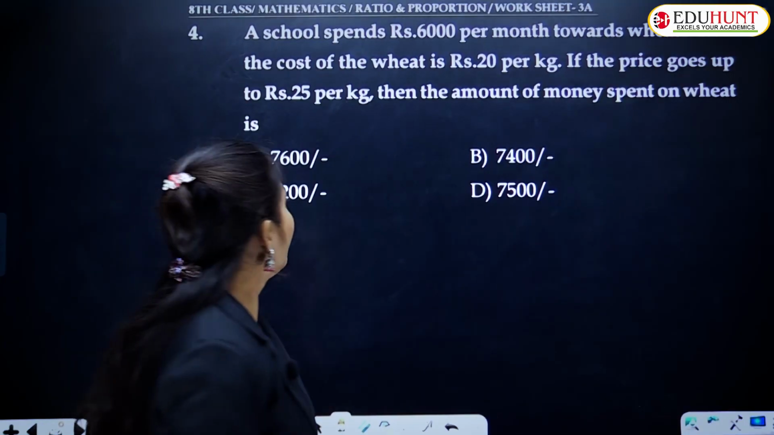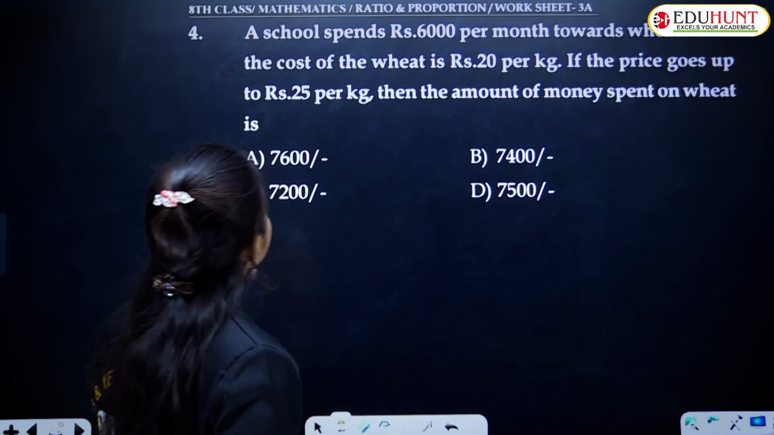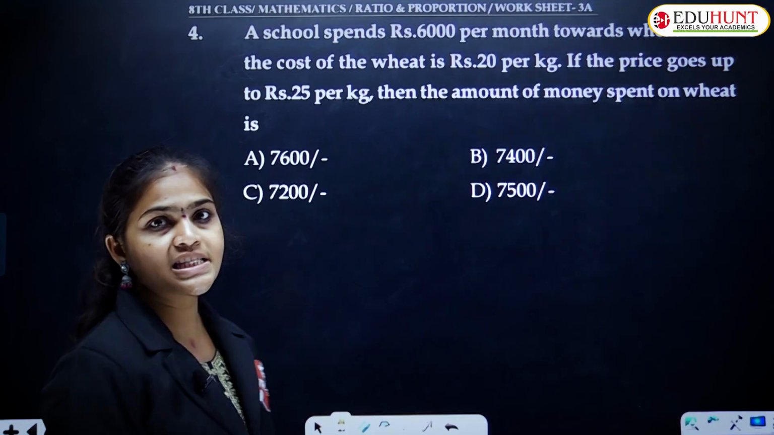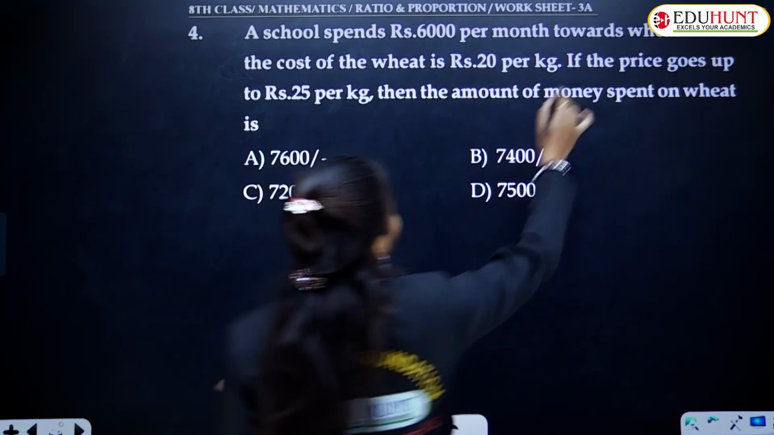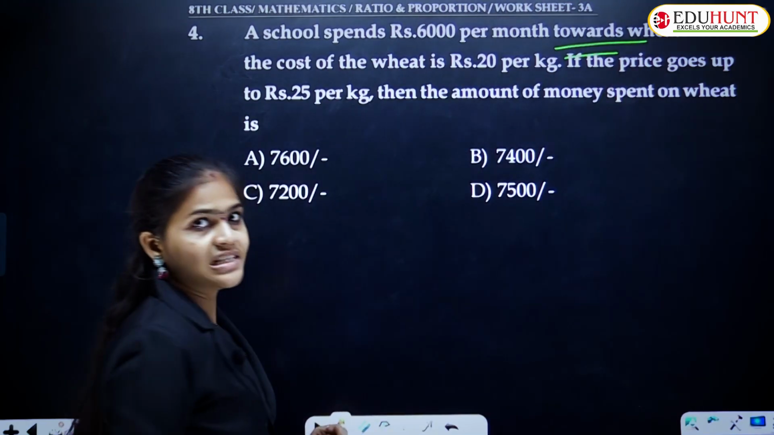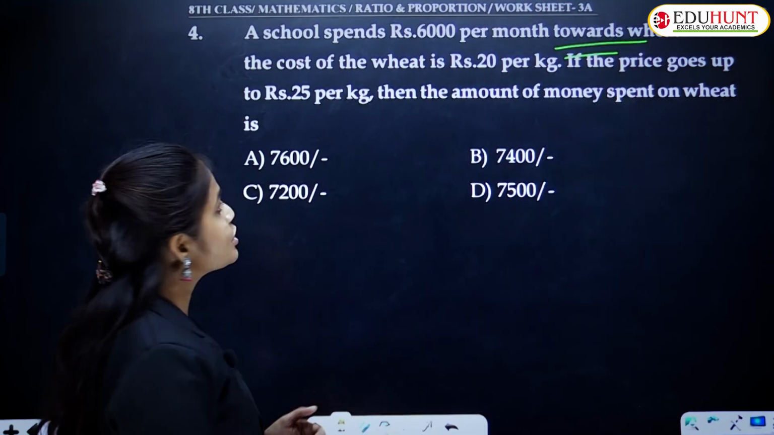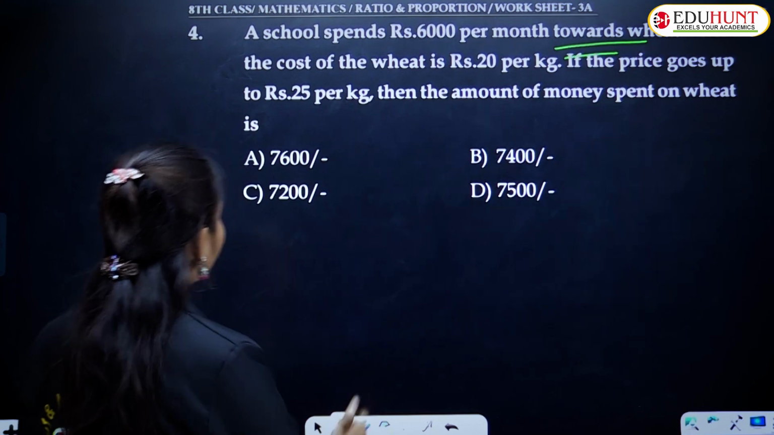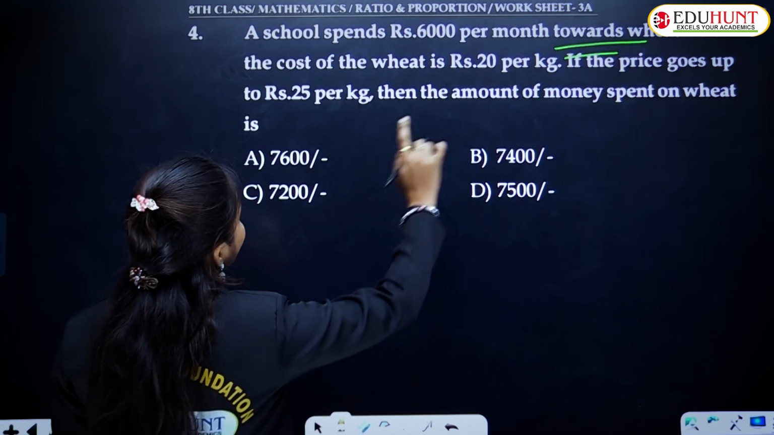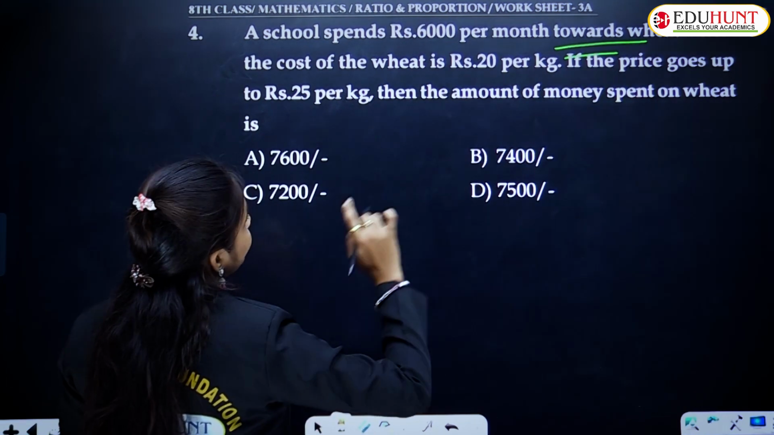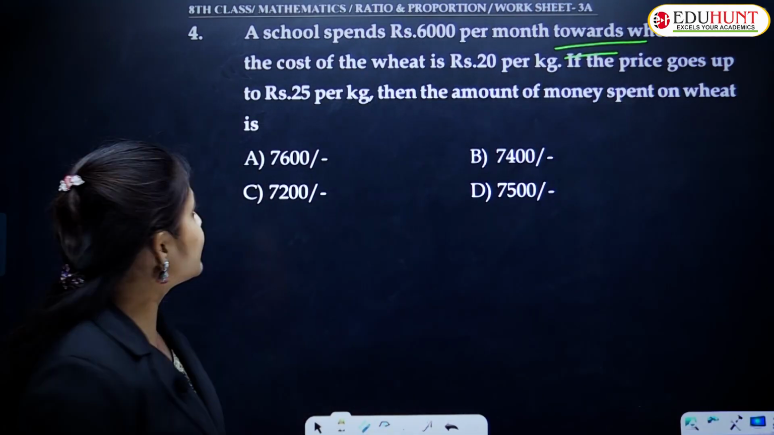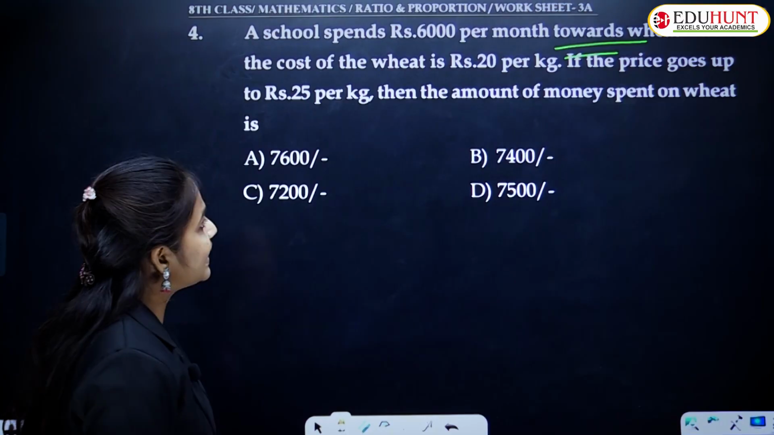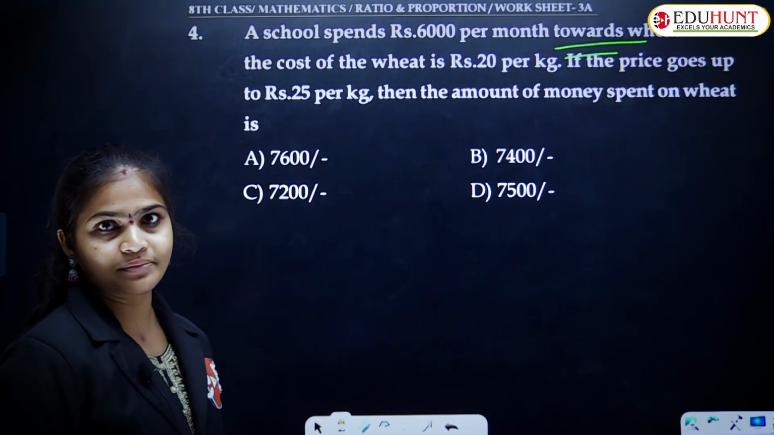Question number 4. What is that here? A school spends 6000 rupees per month towards wheat, when the cost of the wheat is 20 rupees, so here 20 rupees per kg. If the price goes up to 25 rupees per kg, then the amount of money spent on wheat is.